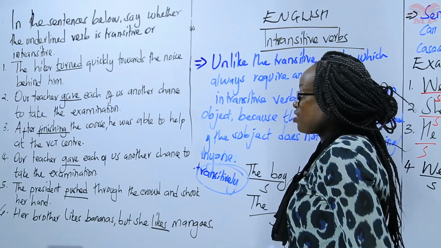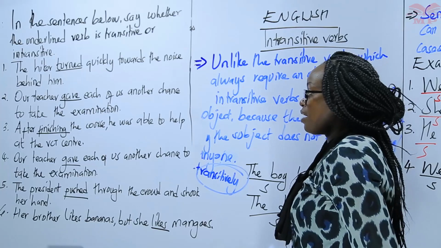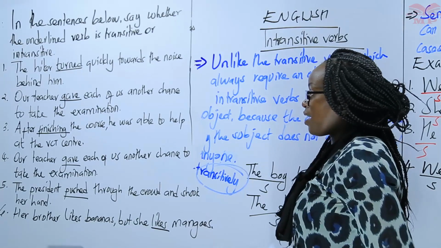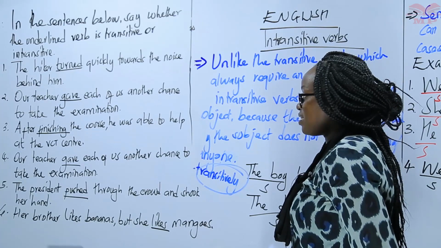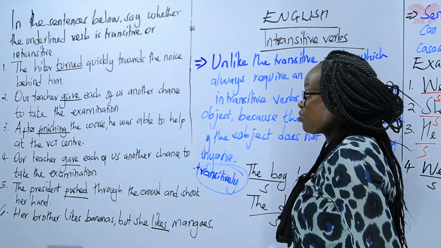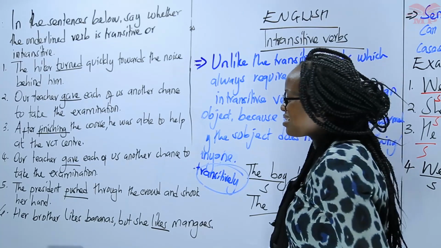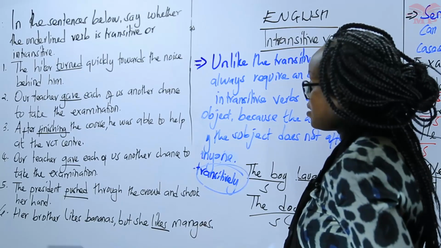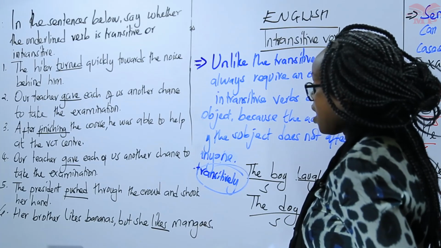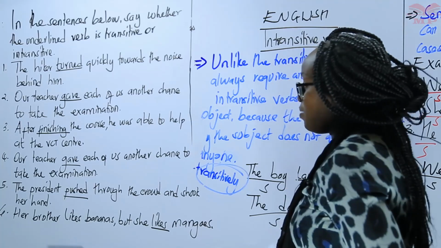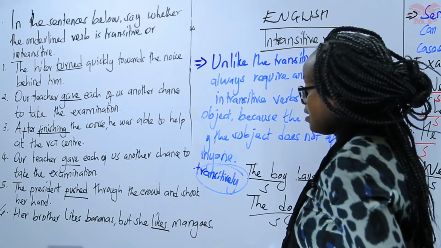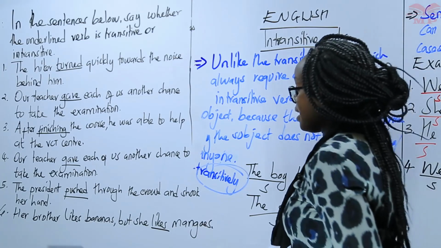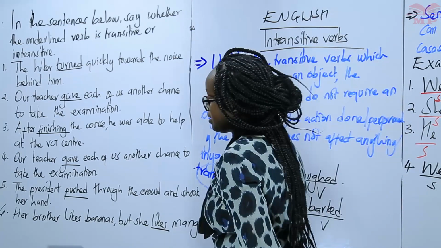Number 3: after finishing the course, he was able to help at the VCT center. The underlined verb, finishing. And then number 4: our teacher gave each of us another chance to take the examination. Gave. I'm sorry, I think that sentence has been repeated, so you just do one. And then number 5: the president pushed through the crowd and shook her hand. Pushed is the verb that is underlined. And then: her brother likes bananas, but she likes mangoes. Likes is the verb that is underlined.